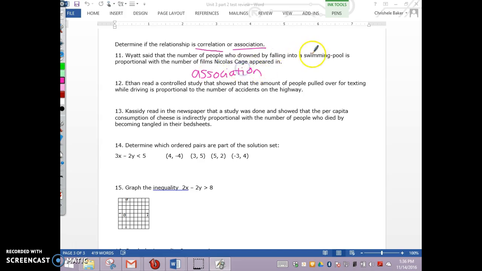You could graph it out and you could see that it's positively correlated or negatively correlated, but is it really like that? No. A controlled study showed that people pulled over for texting is proportional to the number of accidents on the highway. Absolutely, correlation. Those can cause one another. Per capita consumption of cheese is indirectly proportional with the number of people who die by becoming tangled in their bed sheets. No, association. Okay, I'll do the rest in part 2.